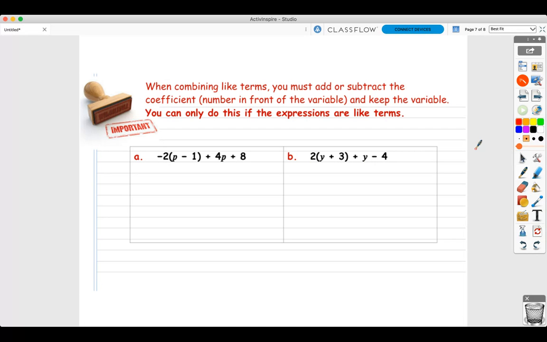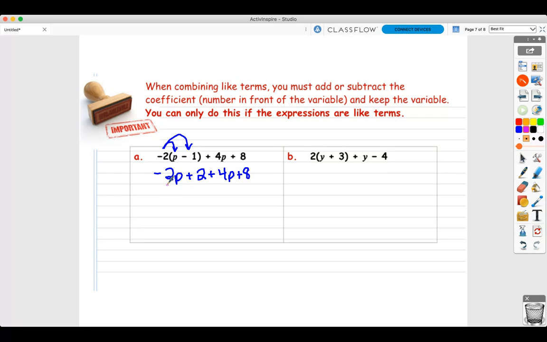How about you pause the video and definitely try out these problems on your own. All right, welcome back. So let's see what you have here. So negative 2, you've got to distribute the negative 2. So negative 2p. Negative 2 times negative 1 is a positive 2. Remember, two negatives, when you multiply them, give you a positive. Plus 4p plus 8.